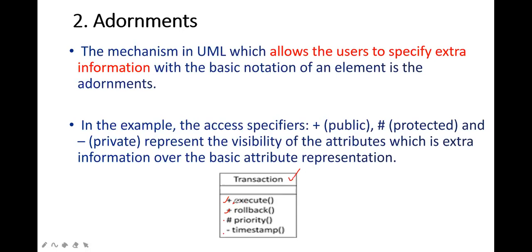It is going to give me the visibility of these. That is, execute will be visible to all, which means it is public. Plus sign is for public. Hash sign is for protected; this priority is protected. Minus is for private. All these are giving you extra information related to the specific operation or whatever it is. So these are called endowments.